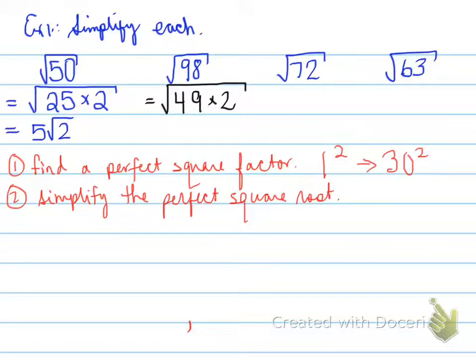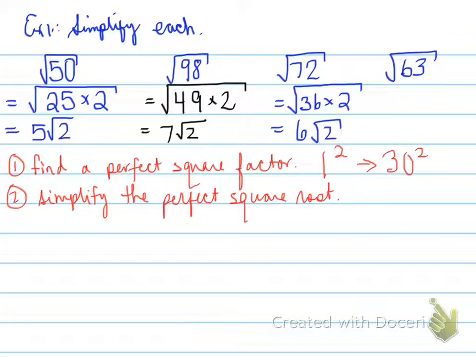Root 49 times 2 reduces itself to 7 root 2. Root 72 changes itself to root 36 times 2, which gives you 6 root 2. And finally, root 63 changes itself to root 9 times 7, which gives us an answer of 3 root 7. So you need to be able to simplify a radical from an entire radical to a mixed radical.